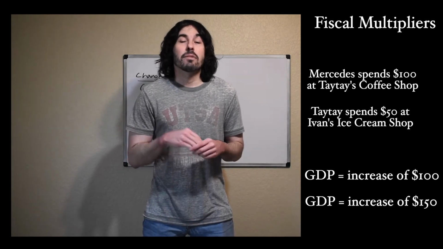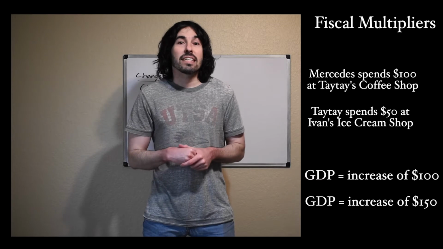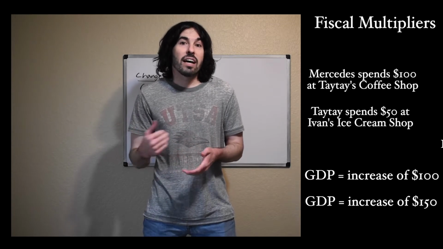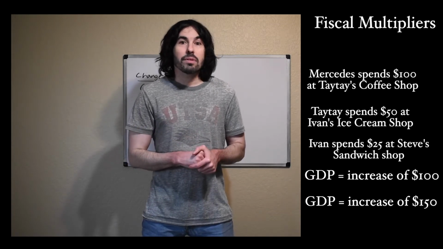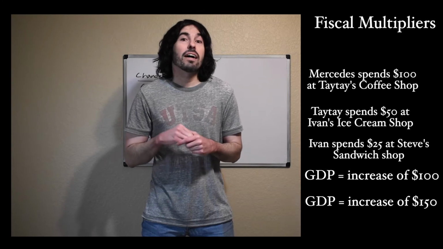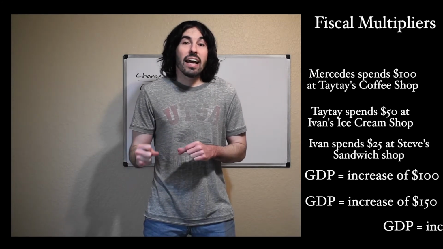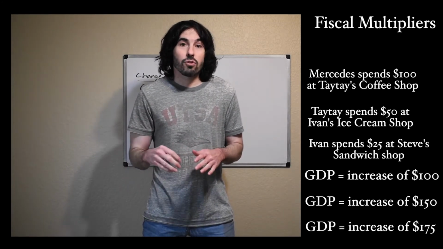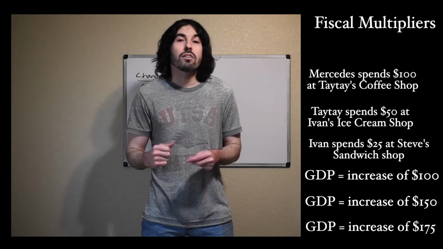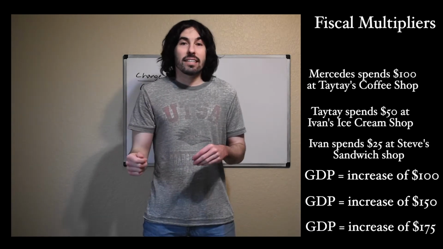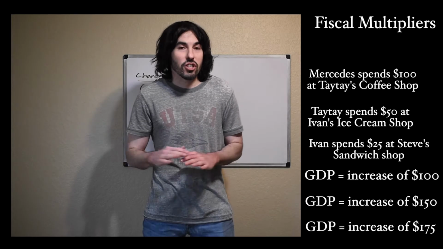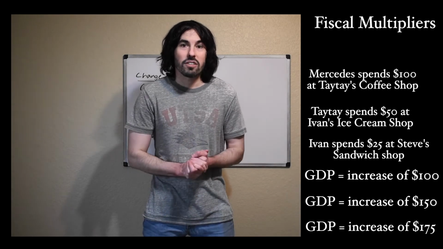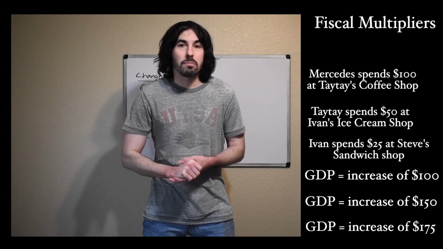Now Ivan's income has increased by $50. If he spends half of that, $25, at Steve's sandwich shop, now the GDP has increased by $175. And now Steve, the sandwich store owner, has money to go spend as well. So when money gets spent in the economy, each dollar spent doesn't just increase the GDP by $1. And that happens too when the government spends money.